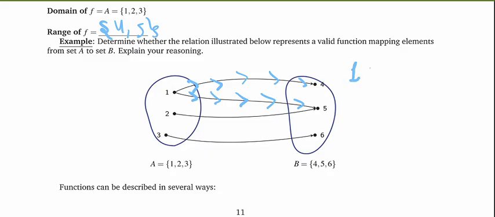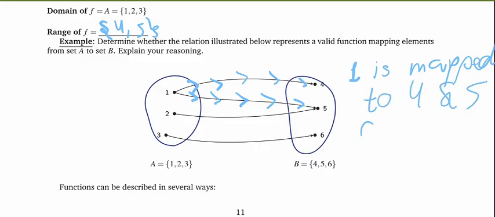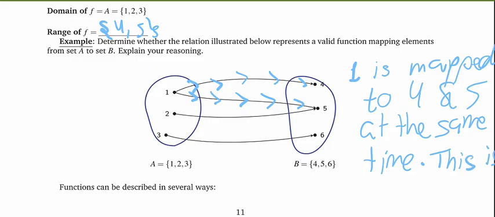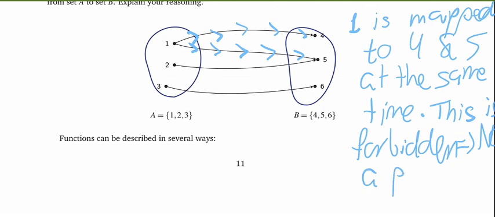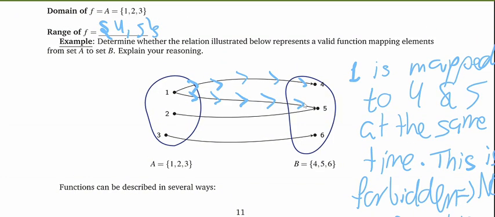So 1 is mapped to 4 and 5 at the same time. This is forbidden. Not a function. Good. So this is certainly not a function because the input 1 gets mapped to two simultaneous outputs, 4 and 5. No good, not a function.